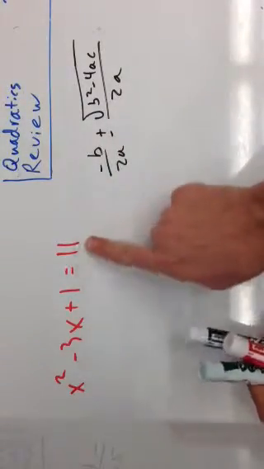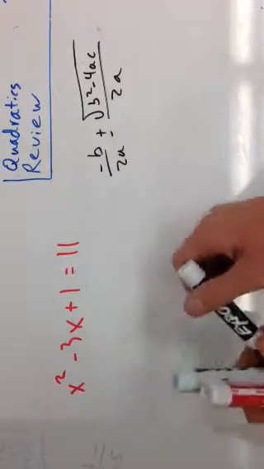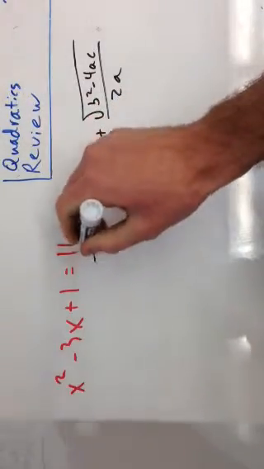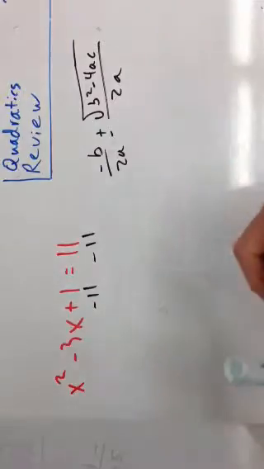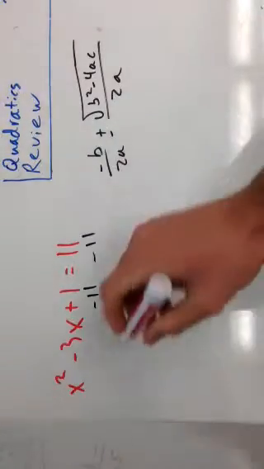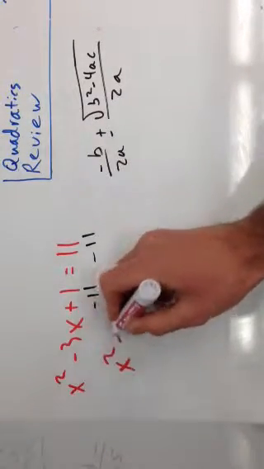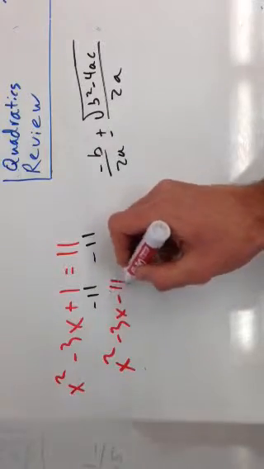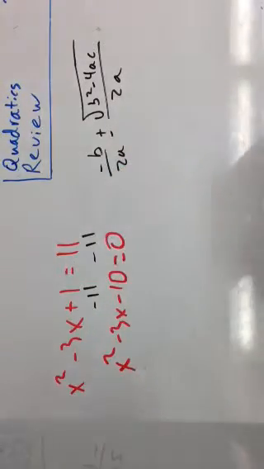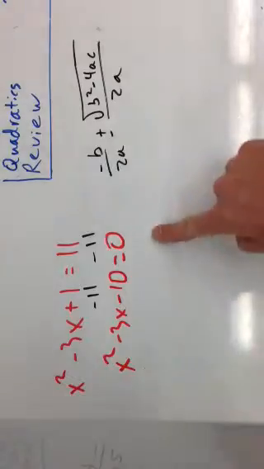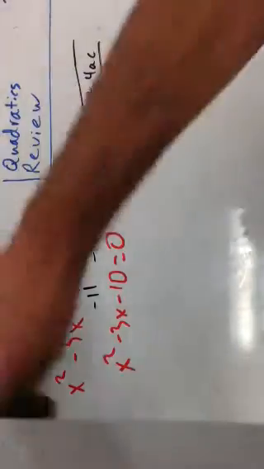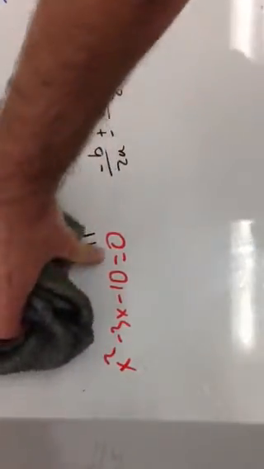And the very first thing I need to know is that, once again, I have to have this thing equal to 0. If this doesn't equal 0, I can't solve it. So I'm going to subtract 11 from both sides. And I get x squared minus 3x minus 10 equals 0. Okay, so now I want to solve this thing. And I'm just going to forget about the original equation real quick.